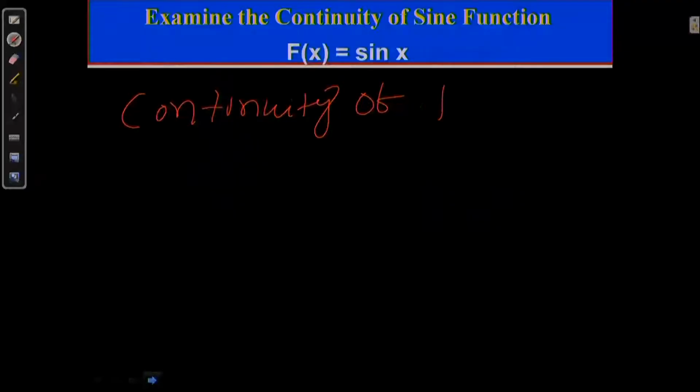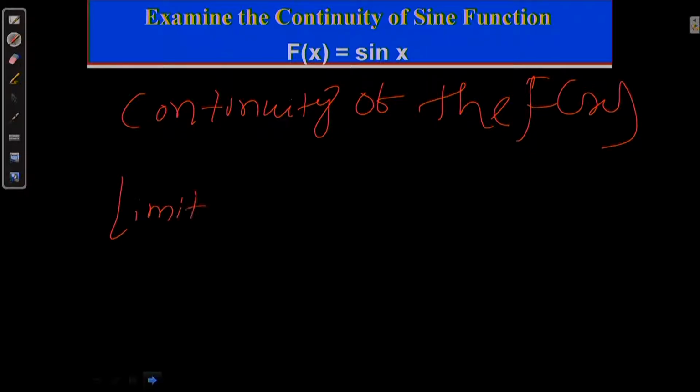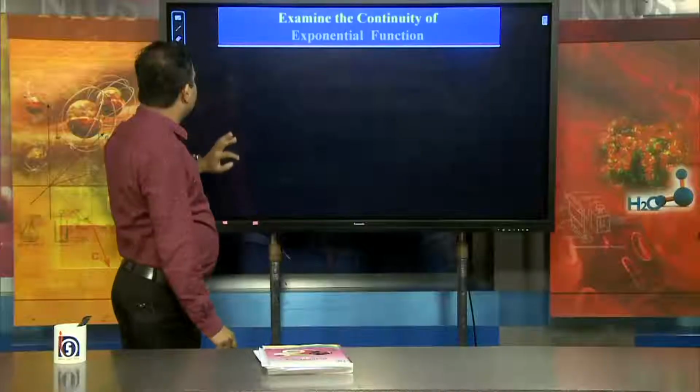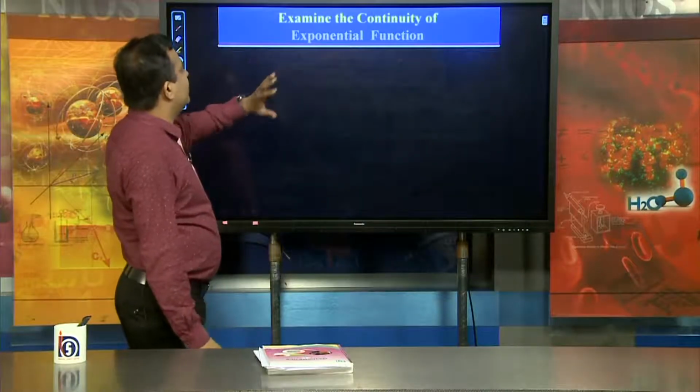continuity of the function, suppose of the function f of x, that means limiting value equal to functional value. Okay, then we can say the limiting value of the function exists. Now we have to move on to examine the continuity of the exponential function.